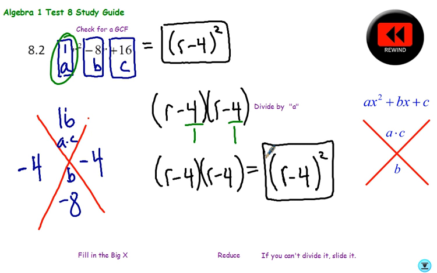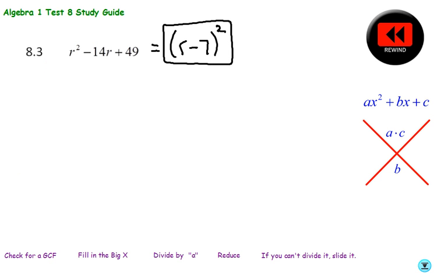All right, so go ahead and try 8-3 on the right side. And let's see, hopefully at this point you had a chance to try 8-3. So should have got r minus 7 squared. R minus 7 squared. All right, 2 more to go.